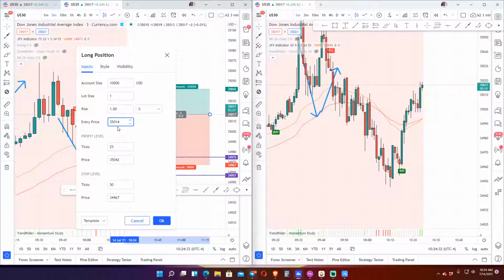So my open price was 25.50. So I may need to modify this real quick. Modify 35.039 take profit. Stop loss is 34.964. So we modify that right there. All right.